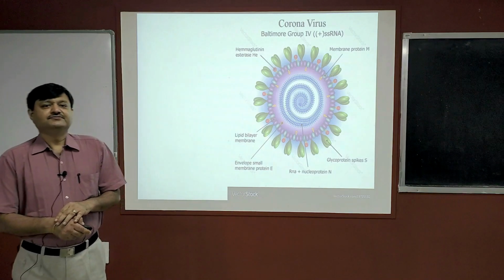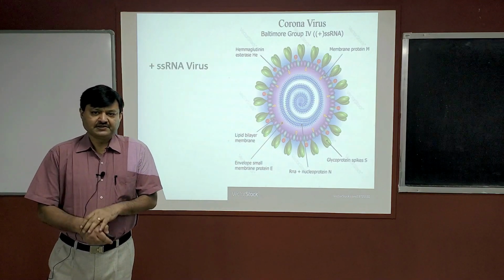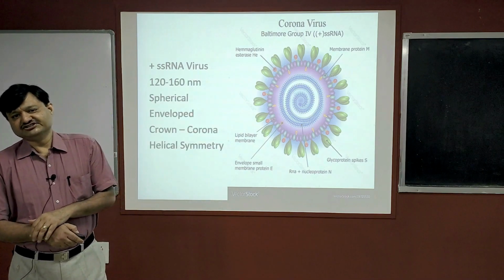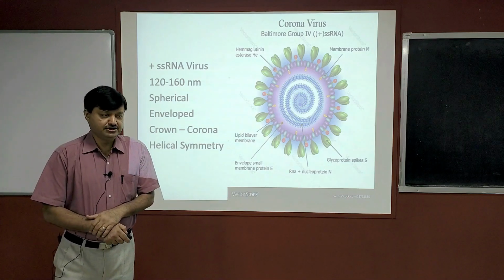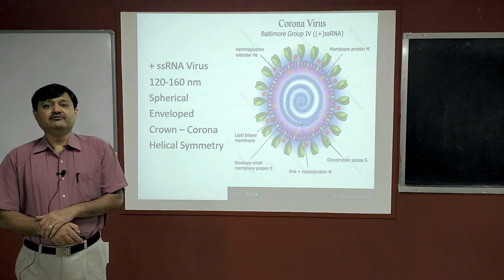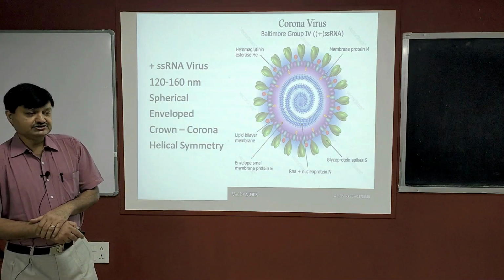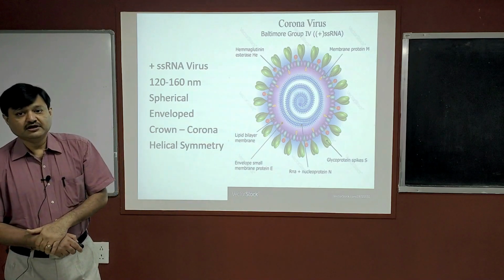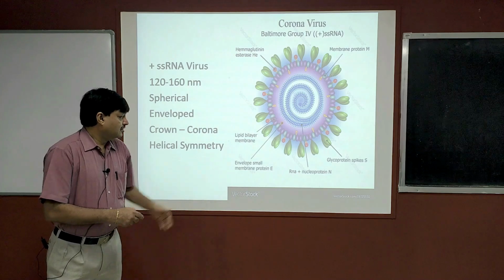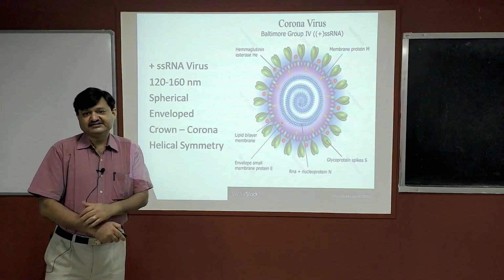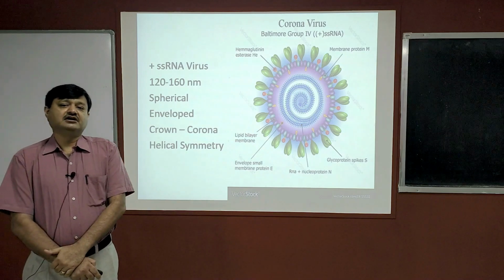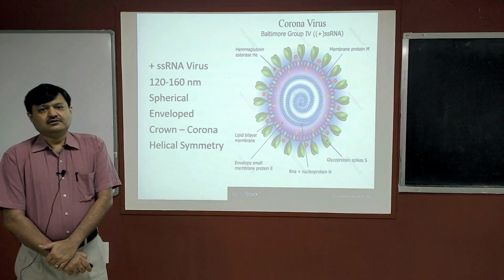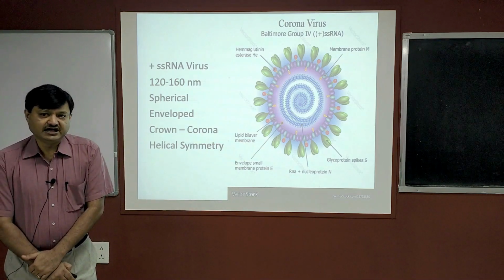The coronavirus is an RNA virus, single-stranded, and approximately the size is 120 to 160 nanometer, which is a spherical envelope virus. It is very interesting to know that this particular shape, which is enveloped, having spikes on the surface, will give a typical appearance like a crown, and that is why this virus is called coronavirus. The virus nucleic acid has a helical symmetry.